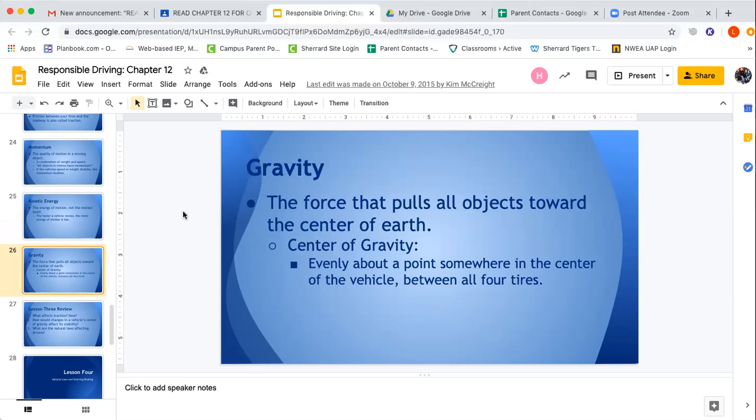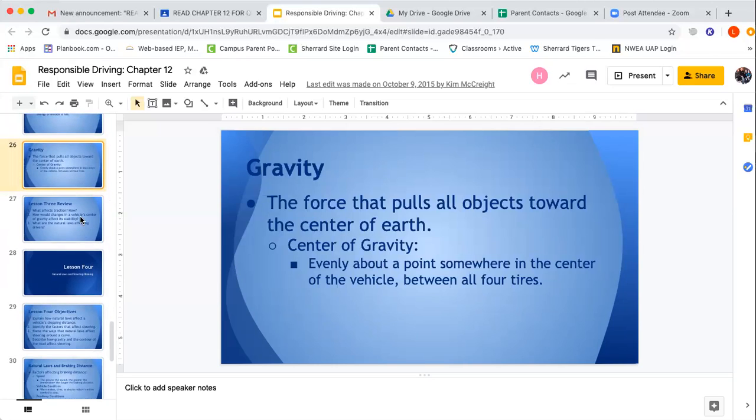Gravity, the force that pulls all objects towards the center of the earth. That's why we don't float around, right? Center of gravity, evenly about a point somewhere in the center of the vehicle between all four tires. So she's just saying, obviously gravity is what keeps our vehicle on the road.